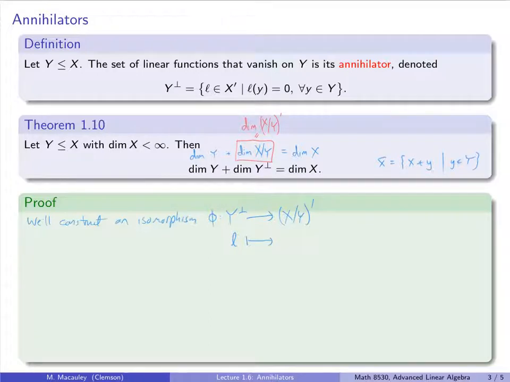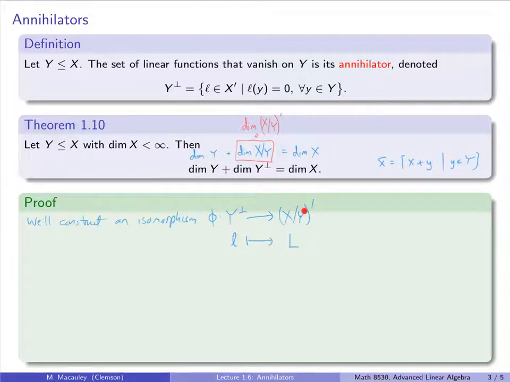And the reason why this is going to work is because any two vectors that are equivalent, so in x bar, differ by an element in Y. And little l is going to vanish on Y. So that's why this is going to end up being well defined. Now I haven't told you how to define it yet. So let's send it, I don't know what to call this, let's call this big L.